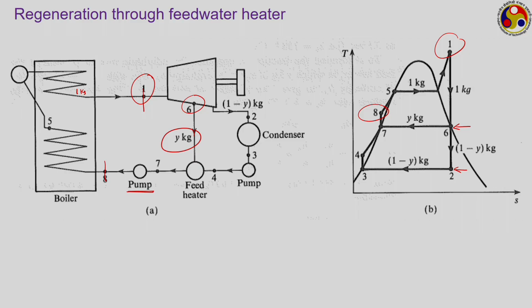Once it reaches state number 2, then it passes to the condenser. So, that 1 minus y fraction gets condensed to reach state number 3 somewhere here. Now, that is allowed to pass through a pump, where its pressure is raised to that intermediate pressure level. So, here also we are talking about two pressure levels. This particular pressure line is your boiler pressure line, this pressure line is the intermediate pressure line, and this pressure line is the condenser pressure line.